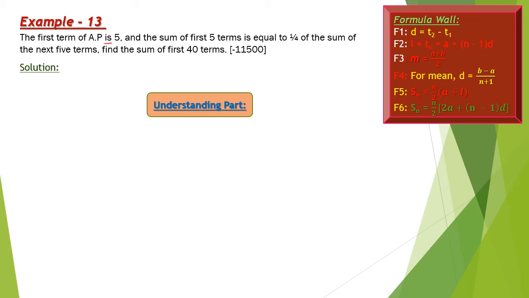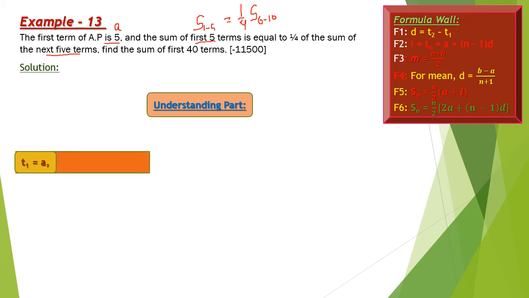First term is 5. That means the value of a is 5. And the sum of first 5 terms, meaning the sum of terms 1 to 5, is equal to 1/4 of the sum of the next 5 terms. Next 5 terms means 6 to 10th term. So there is a condition here: the sum of first 5 terms is equal to 1/4 of the sum of last 5 terms.